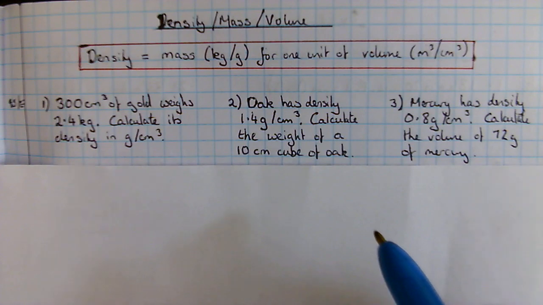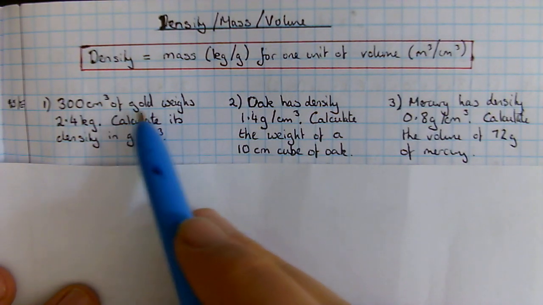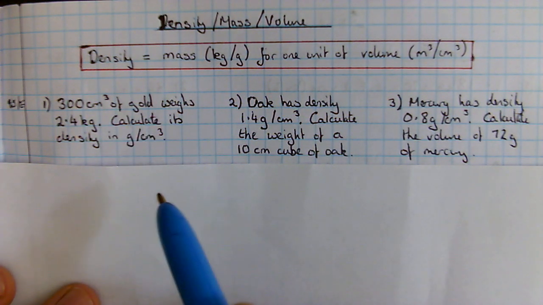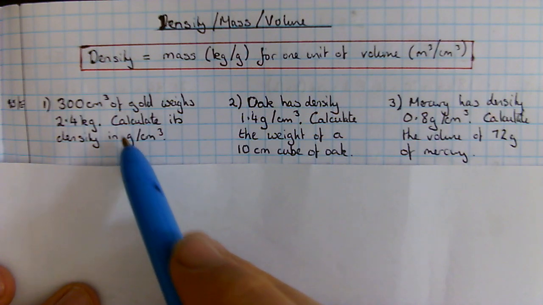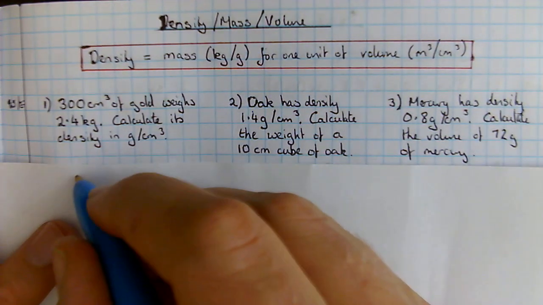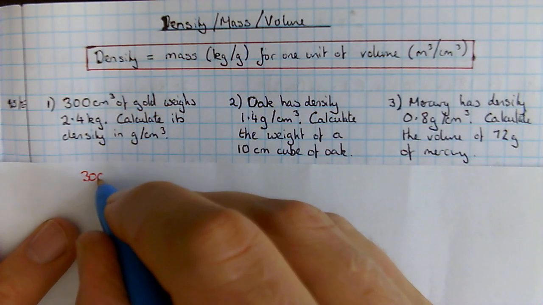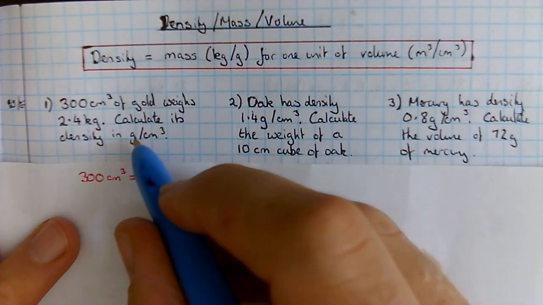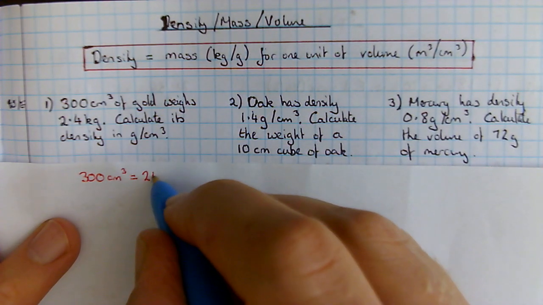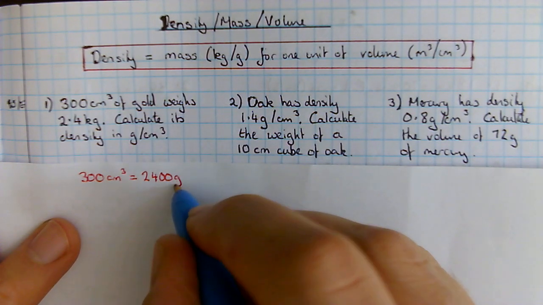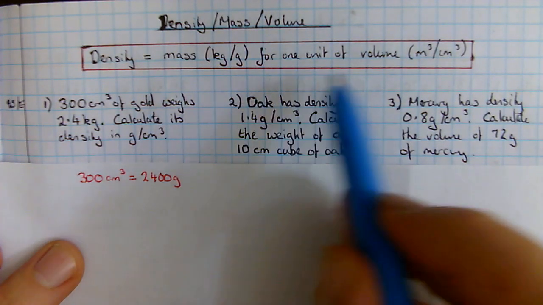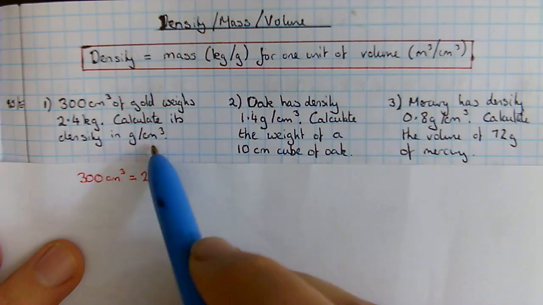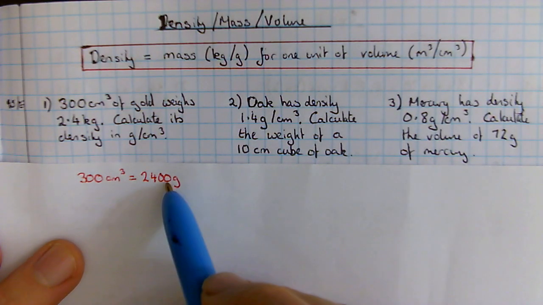So for the first question, we're told that 300 cubic centimeters of gold weighs 2.4 kilograms. Calculate its density in grams per centimeter cubed. So the way we're going to do this is we're going to set out the information that we're given. We know that 300 centimeters cubed is equal to 2.4 kilograms. I'm going to change that to grams, is 2,400 grams. Going back to our definition, density is the mass for 1 unit of volume. So it's asking us, how much would 1 centimetre cubed weigh?